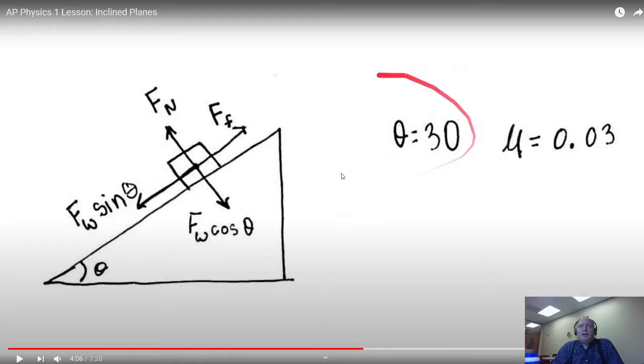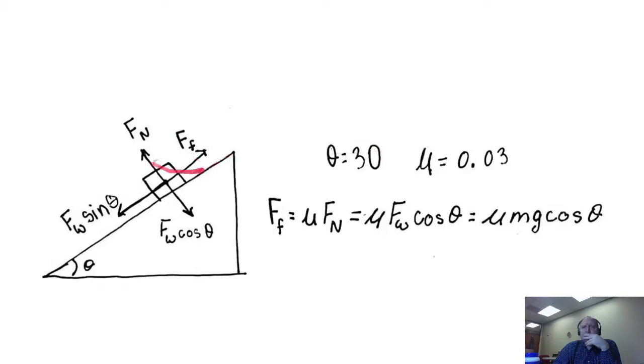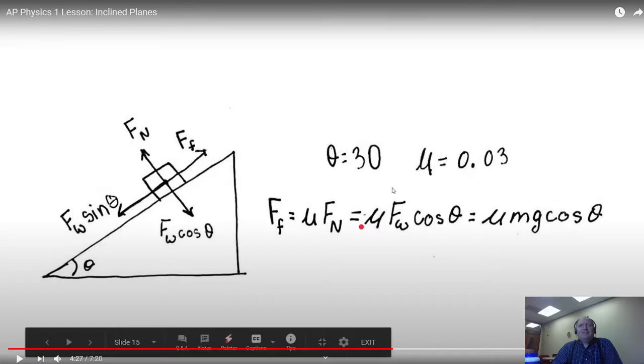Huh. That's really interesting. Our theta equals 30 and our coefficient of friction equals 0.03. So the first thing we're going to do is solve for our friction, or at least get a formula for our friction. Oh yeah, so M's definitely canceling. That friction equals mu times normal force. And as we said earlier, our normal force is going to equal force of weight times cosine theta. So we have... Just pausing here.